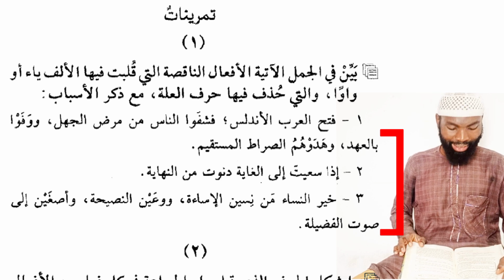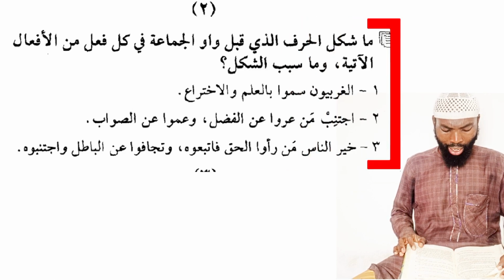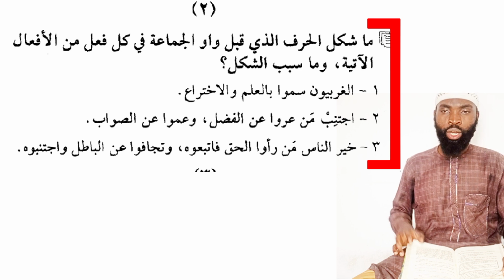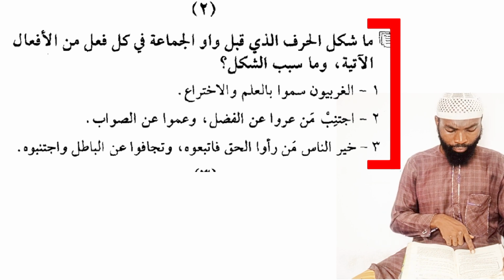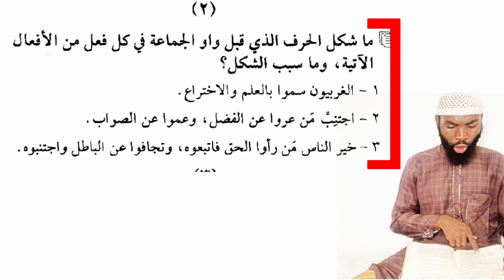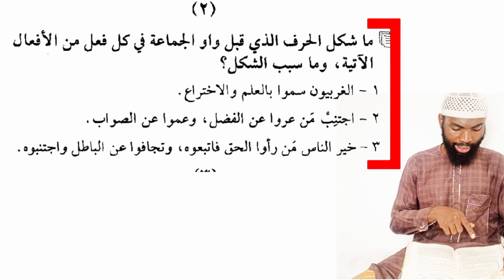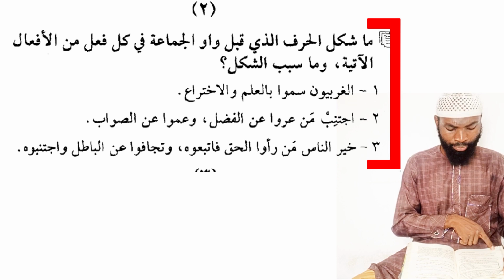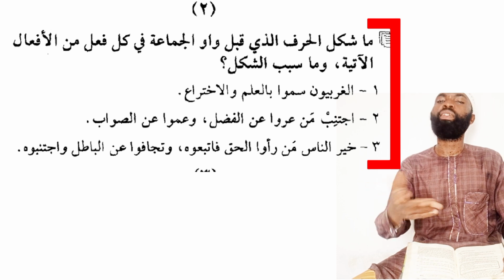Now التمرين الثاني, exercise number 2, we have ما شكل الحرف الذي قبل واو الجماعة في كل فعل من الأفعال الآتية. What is the form of the letter which comes before the واو الجماعة in the following verbs? وما سبب الشكل, and what is the reason for this shape?